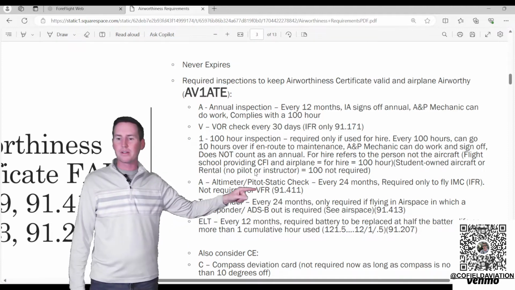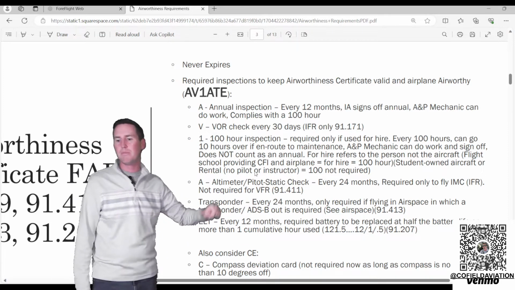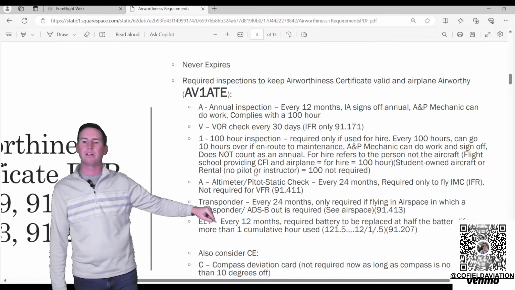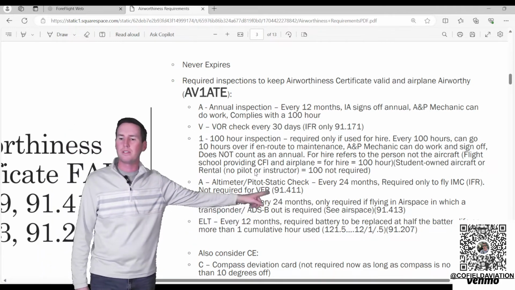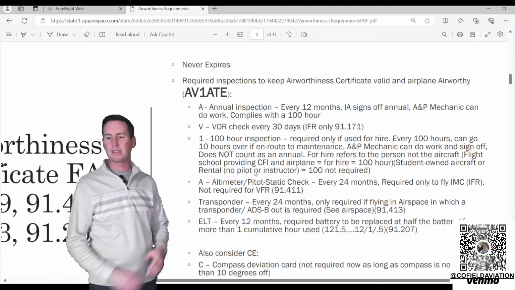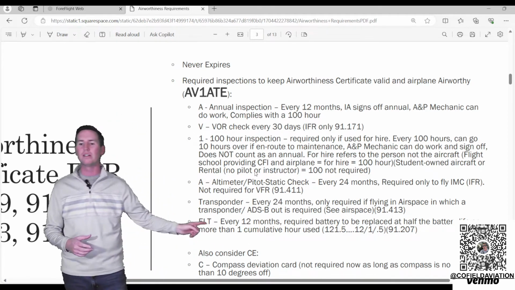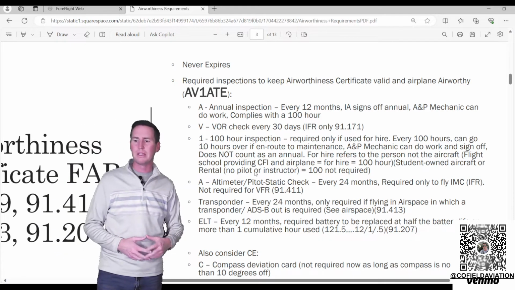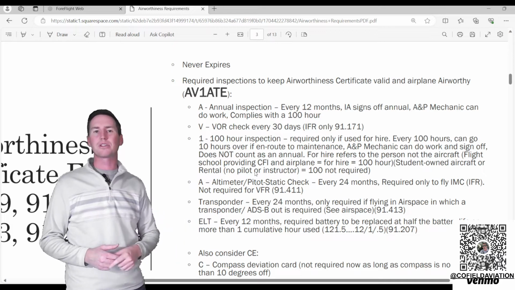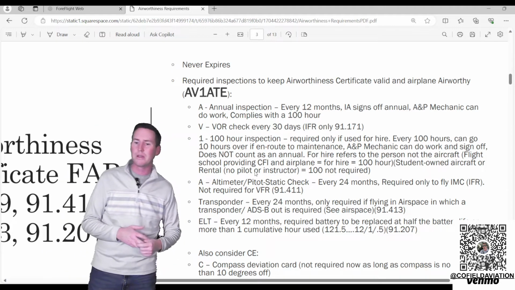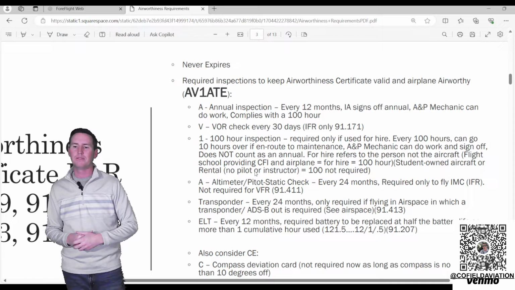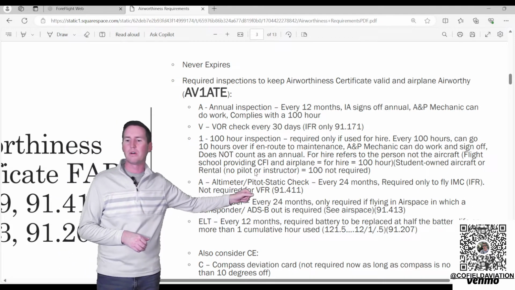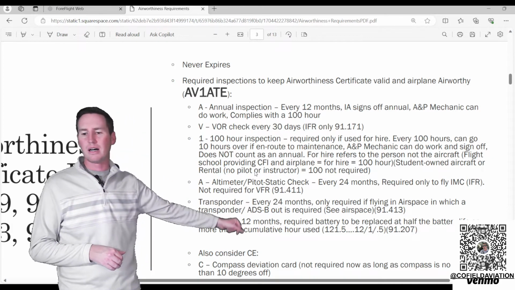Okay. The other A here is the altimeter pitot-static check. You'll learn all about the pitot-static system in operation of systems. Every 24 calendar months, the altimeter and pitot-static check is due. It's only required to fly IFR, so instrument flight rules. IMC is instrument meteorological conditions. So you have to have a pitot-static check to fly IFR. It's not required for VFR, and that is found in 91.411.